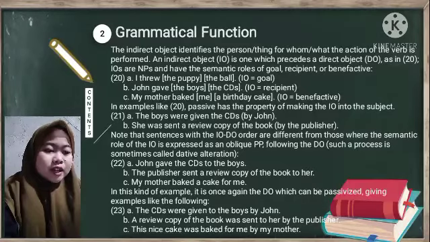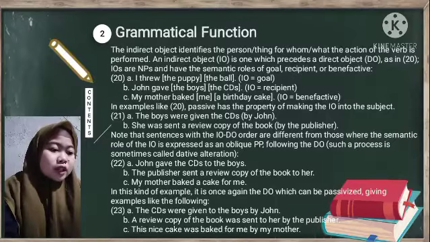The indirect object identifies the person or thing for whom or what the action of the verb is performed. An indirect object is one which precedes a direct object. As in 20, indirect objects are noun phrases and have the semantic roles of goal, recipient, or benefactive.